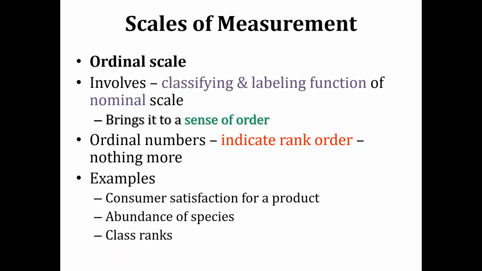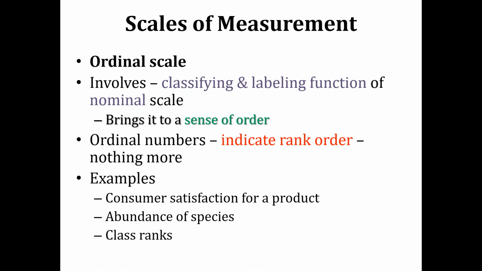Examples are like consumer satisfaction for a product. So consumer satisfaction for a product may range from highly satisfied to highly unsatisfied. The abundance of species may range from abundant to rare, or the class rank may start from the first position to the last position. So you can see that the order is important, right?